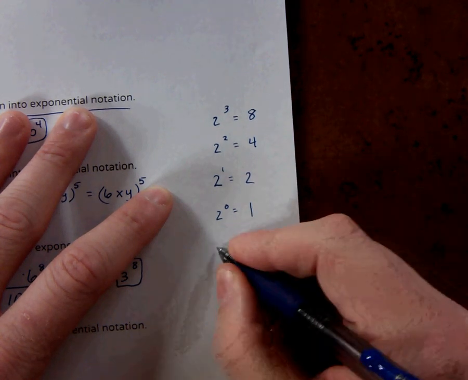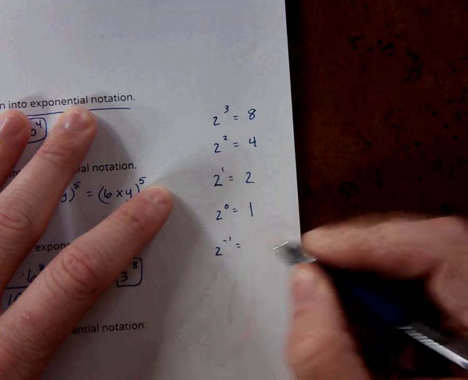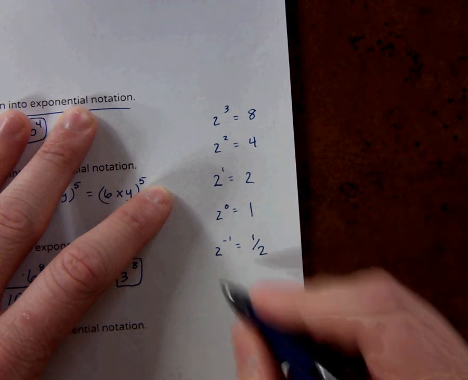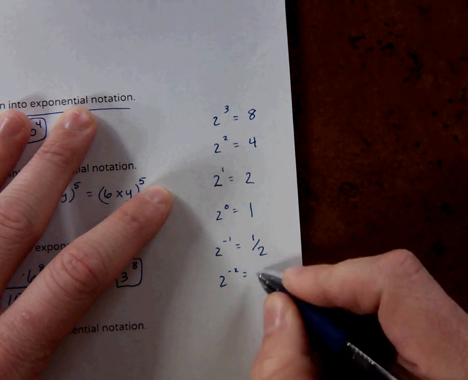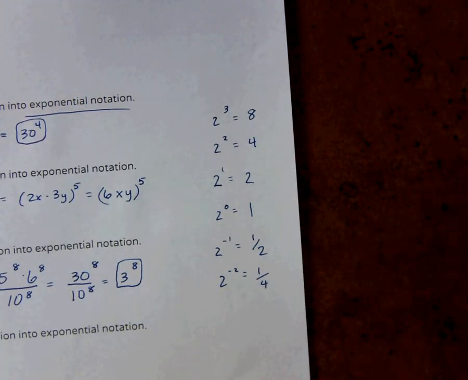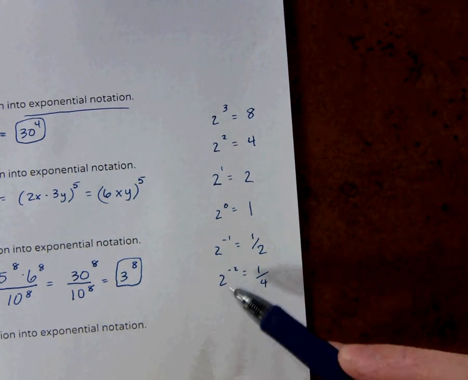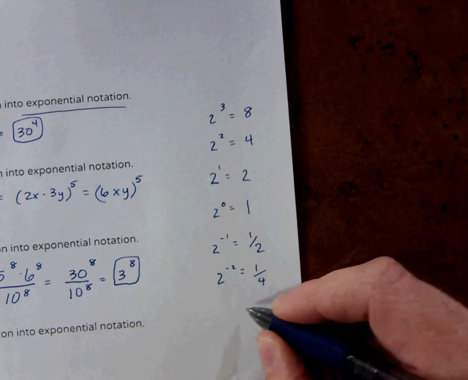And if you keep following this, 2 to the negative 1 is equal to 1/2. We are dividing by 2, so 1 divided by 2. The next one, 2 to the negative 2, is equal to 1/4. And essentially what this grants us is that if I have a negative power, it's equal to basically 1 over the positive power.